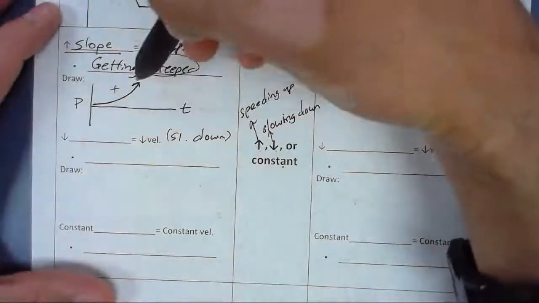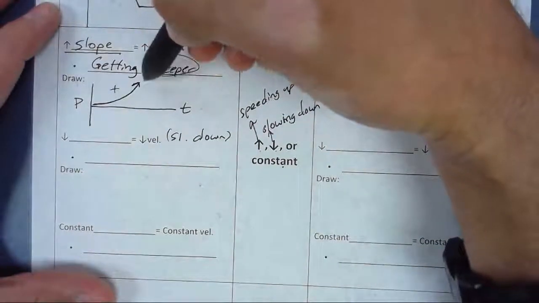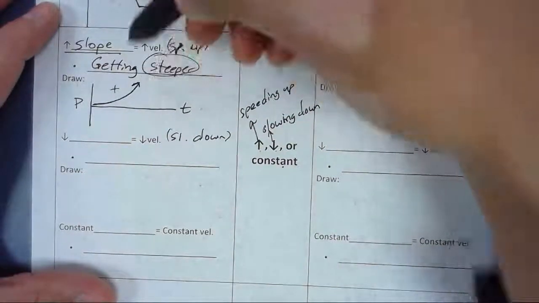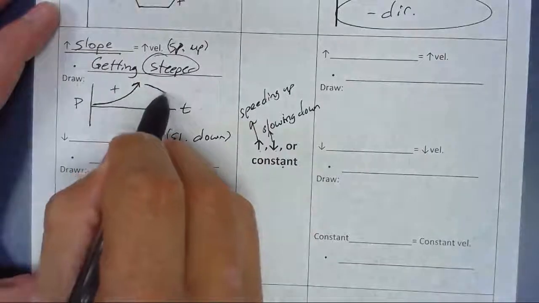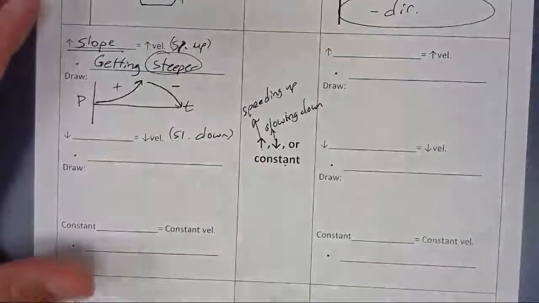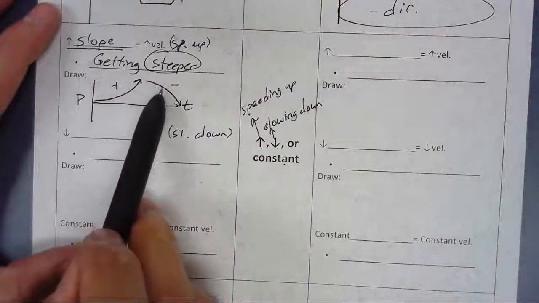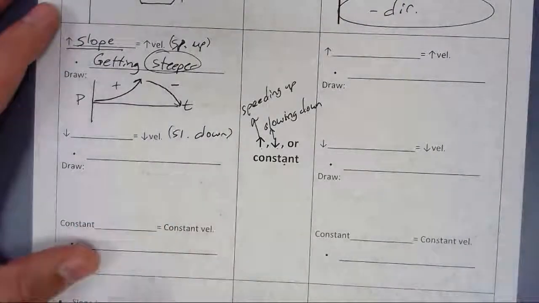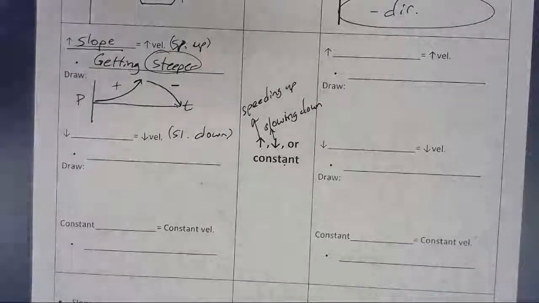And then if we're going in a negative direction, down and to the right, instead of a straight line, we want to get steeper as we go. So the line would look something like this. So again, imagine that you're walking down this hill. It gets steeper and steeper as time goes on. That is a negative increasing slope. So both of those depict objects that are speeding up.